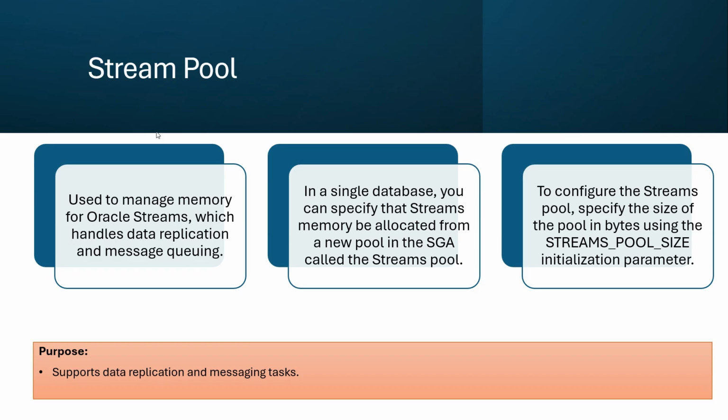Okay. So to configure the streams pool, streams_pool_size is the parameter to configure it. So in a single database, you can specify that streams memory be allocated from a new pool in the SGA called streams pool. Basically, this will come into the picture if you want to enable replication.